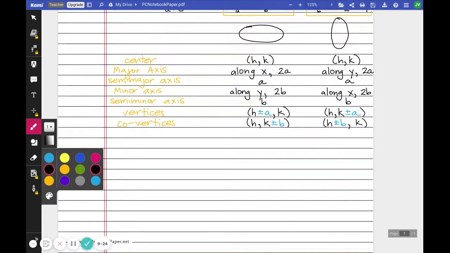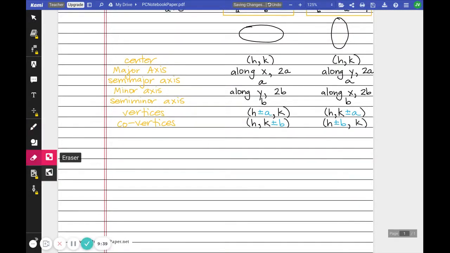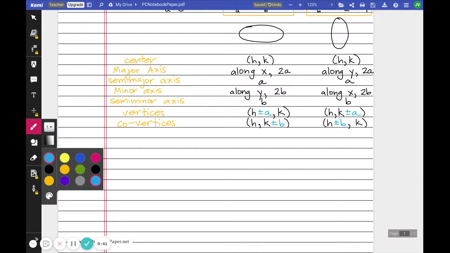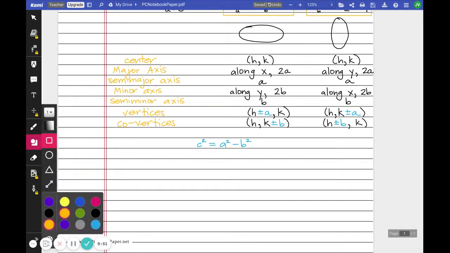They are a distance of c away from the center. And so we need to have a formula to figure out c. Well, according to how all this works, we are going to use the Pythagorean theorem, just a little bit different. c squared equals a squared minus b squared. So if I know what a and b are, I can find out what c is.